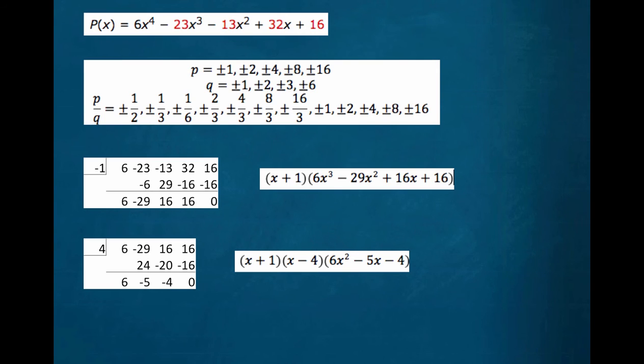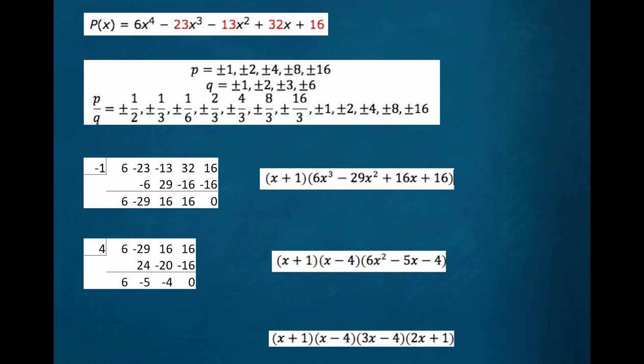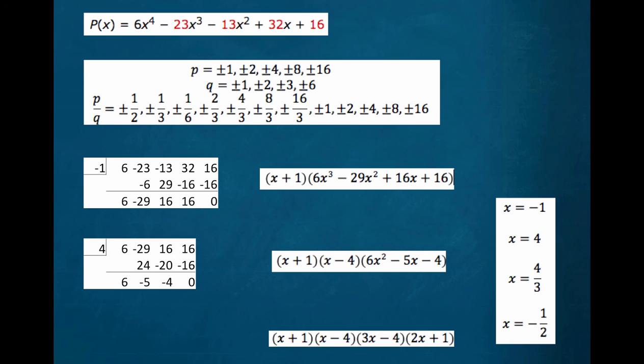Now what we have left is a quadratic in our last factor, so we can just factor that, and our factorization now becomes x plus 1 times x minus 4 times 3x minus 4 times 2x plus 1. This also means that these values are roots for the polynomial. So in other words, negative 1, positive 4, 4/3, and minus a half would be roots for our polynomial. In other words, if we plug those numbers in for x in our original function, we would get 0 for the function value.